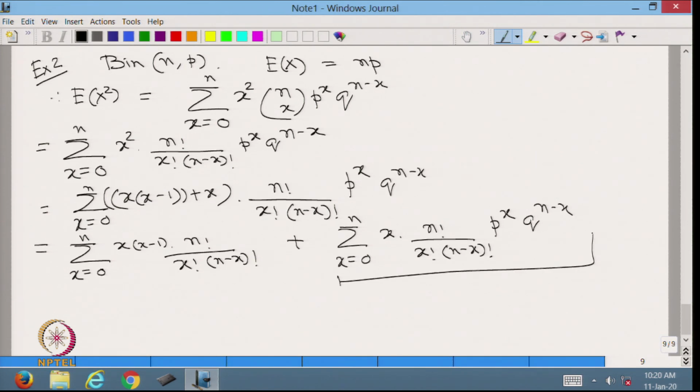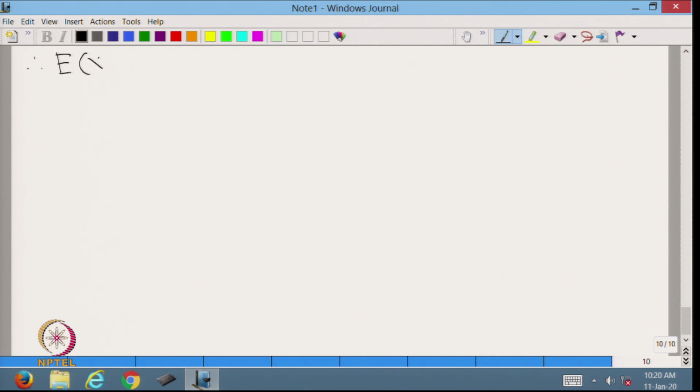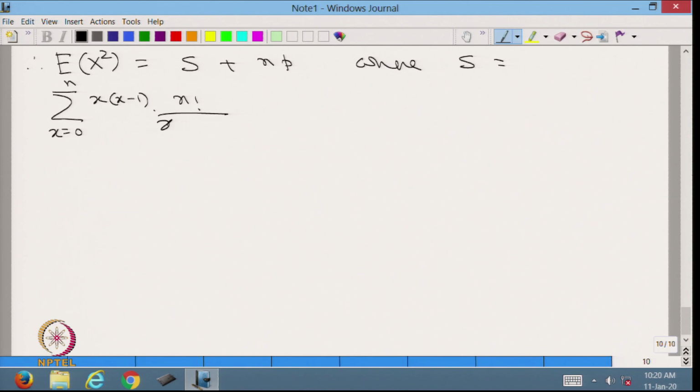we know, the expected value of x, which is equal to n p. So, we need to calculate this part. Let us call it, say, S. Therefore, the expected value of x square is equal to S plus n p, where S is equal to sigma x equals 0 to n of x into (x minus 1) into n factorial over x factorial (n minus x) factorial, p to the power x q to the power n minus x.